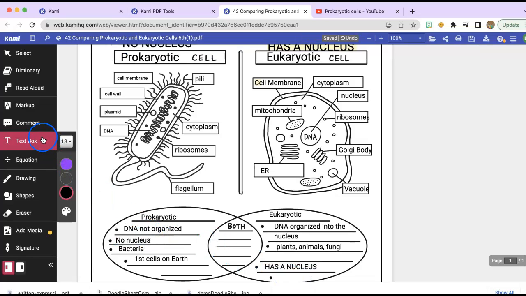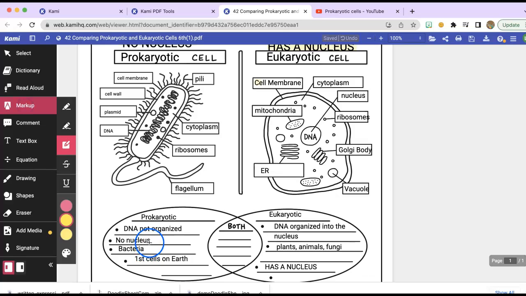Okay? So take your highlighter for me, and I want you to go over to prokaryotic, highlight no nucleus. And then go over to eukaryotic and highlight has a nucleus. Okay? No nucleus, has a nucleus. That's the main difference.